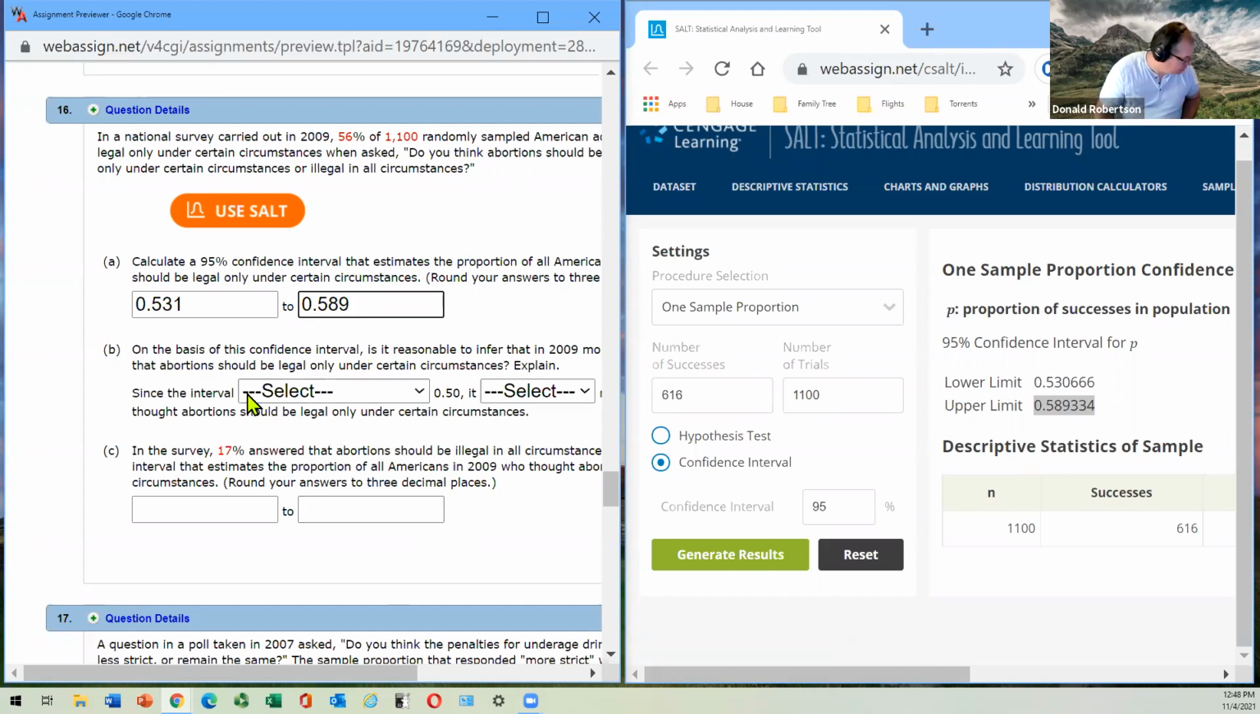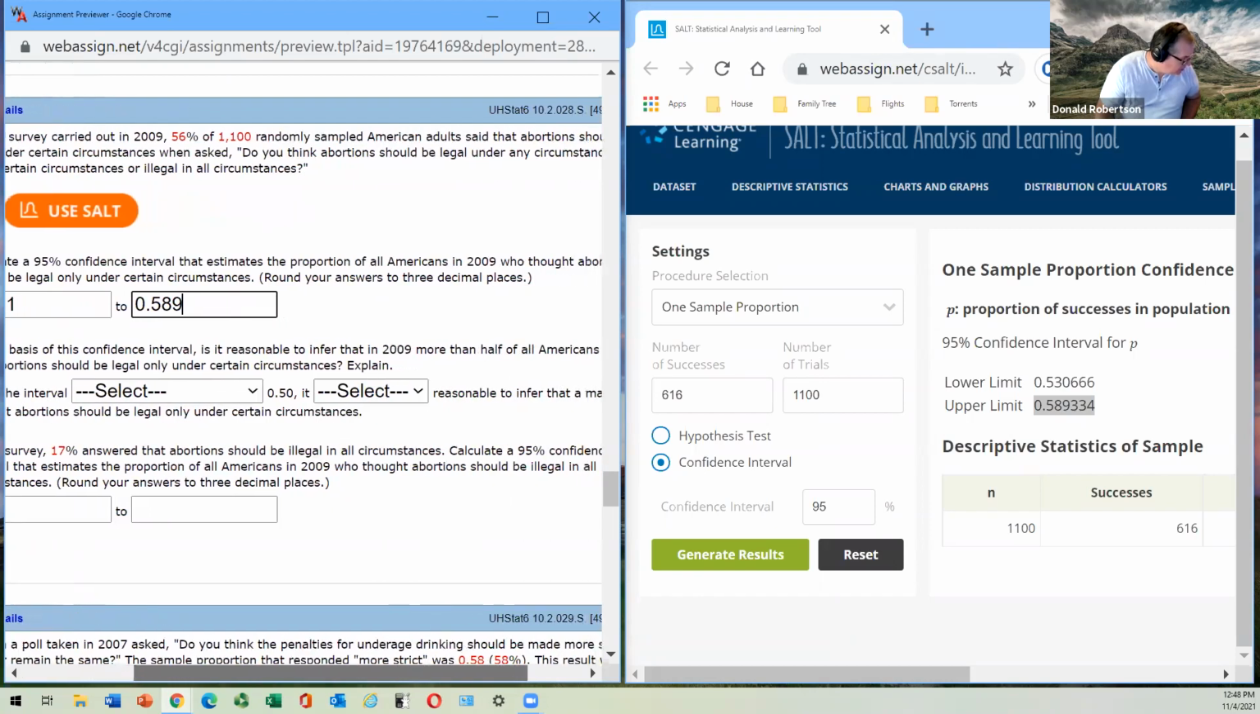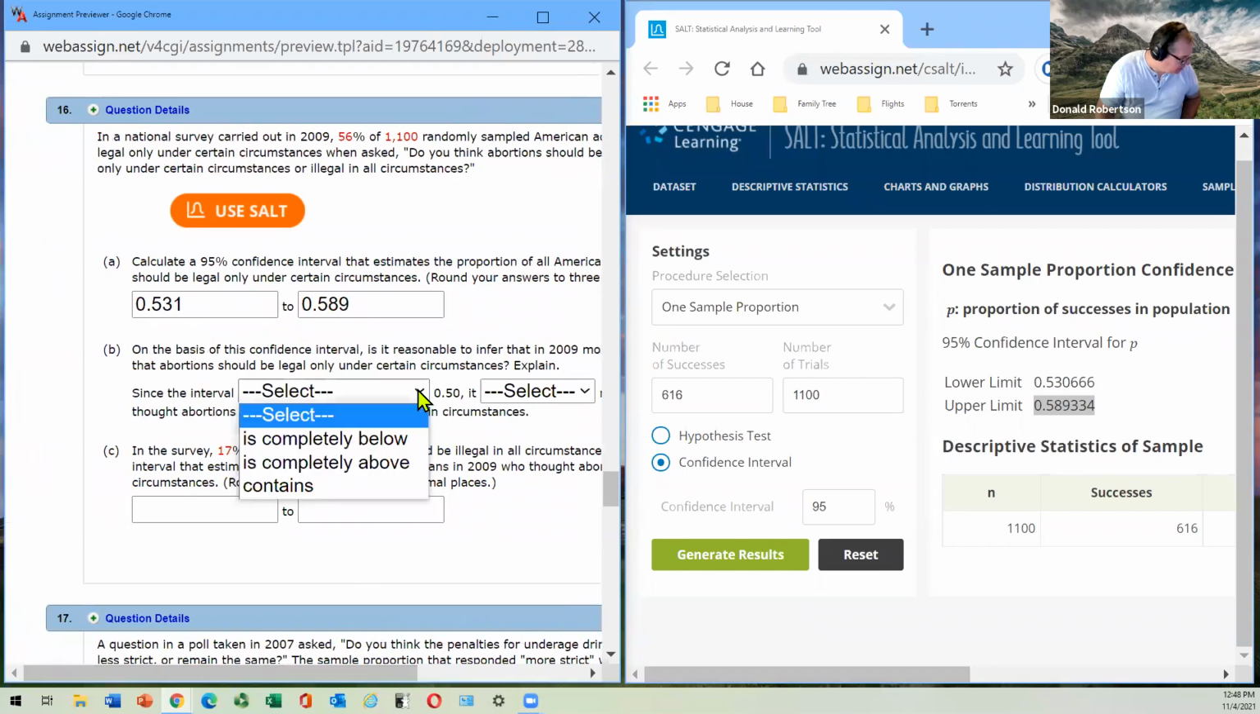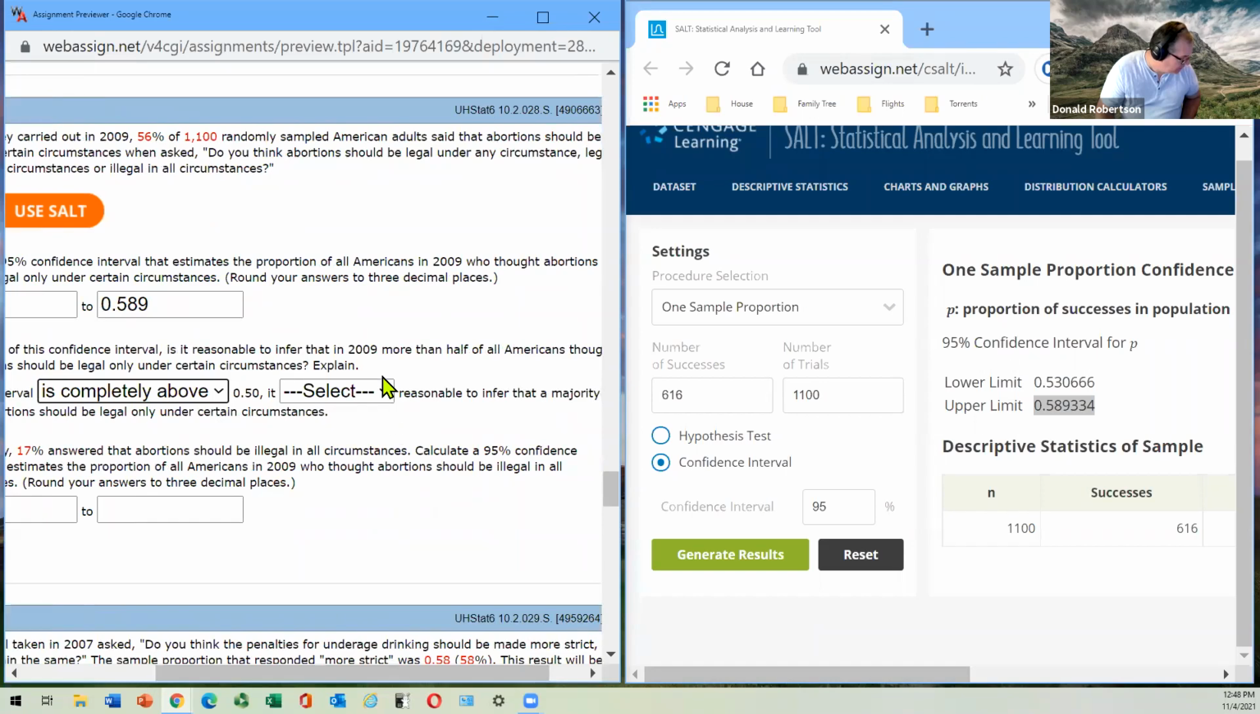Now, let's see what the next part says. On the basis of this confidence interval, is it reasonable to say that more than half of them did it? Since the interval is completely above 0.50, it is reasonable to infer. Do you see how that answer, that's how you would answer that question.